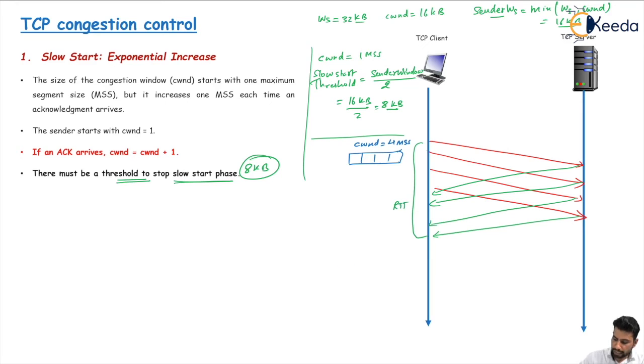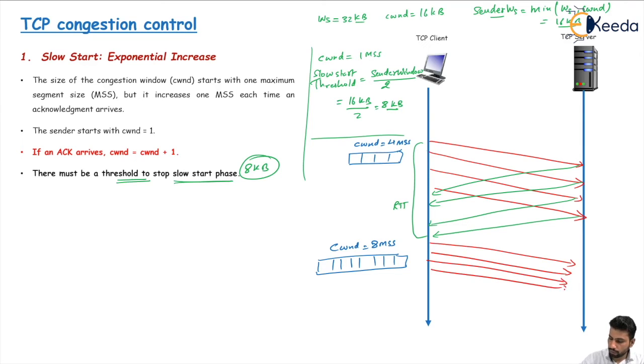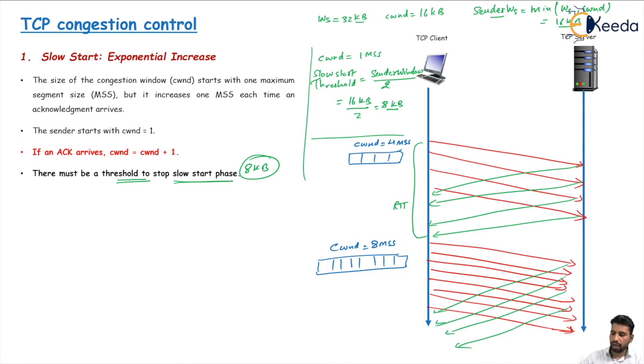Now, next time the congestion window is equal to 8 MSS. This means in the congestion window we have 8 segments, 1, 2, 3, 4, 5, 6, 7, 8, and the sender will send these 8 segments one after another, and the acknowledgements are sent by the receiver. But here you see this has reached the threshold. Reached the threshold means this exponential increment in the window size is up to the slow start threshold value.